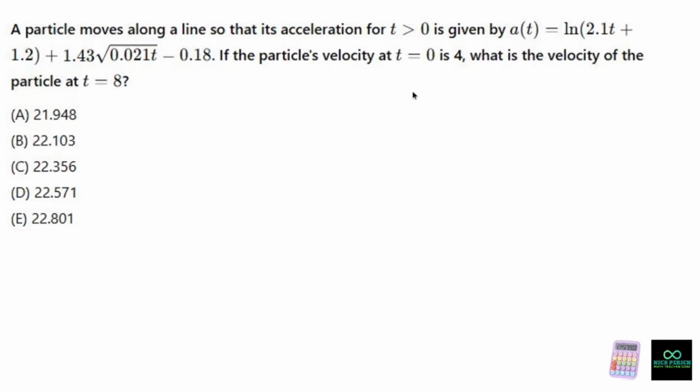We're talking about velocity. So in order to turn acceleration into velocity, we need to integrate the acceleration. We're going to do that from 0 to 8. This will give us the total velocity from 0 to 8. On top of that, we're going to add 4 because the velocity is already 4. So what I need to do is run to my calculator, type that in, find the integral from 0 to 8, and add 4 to it.